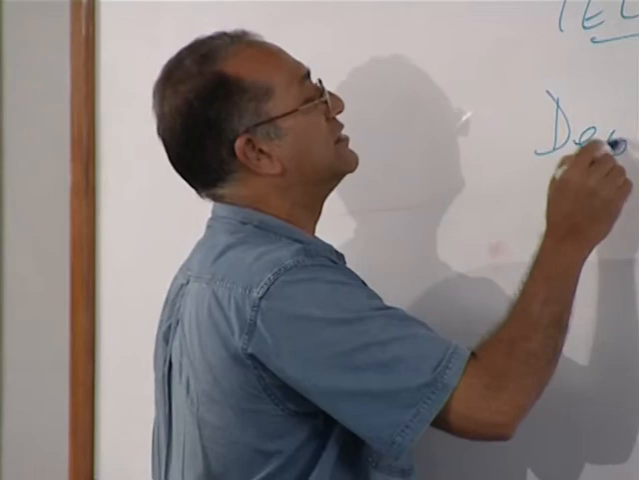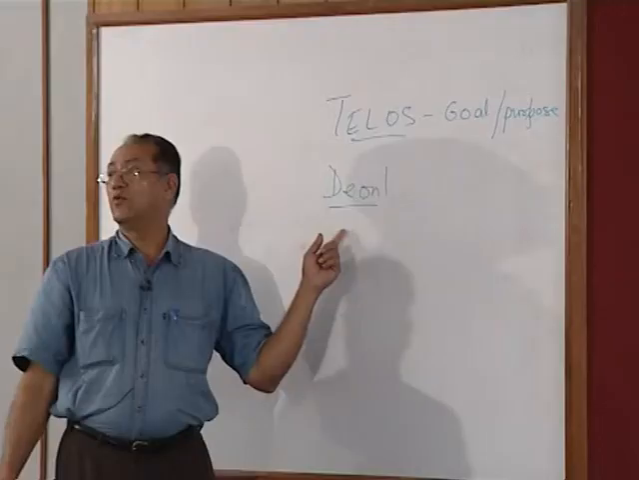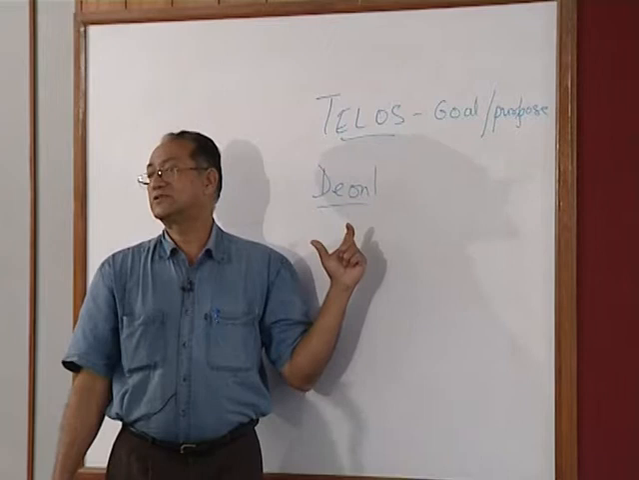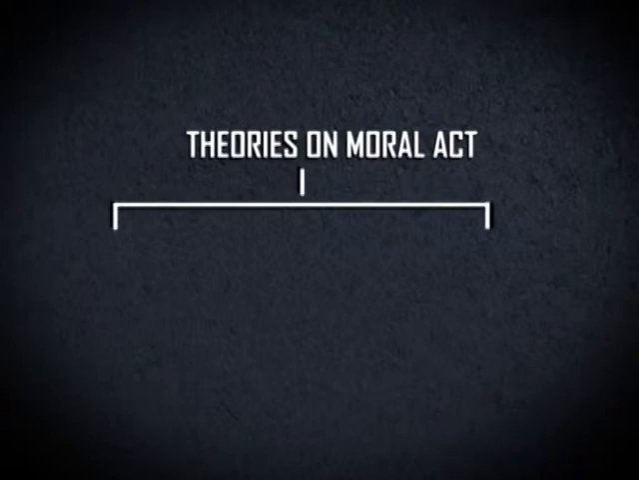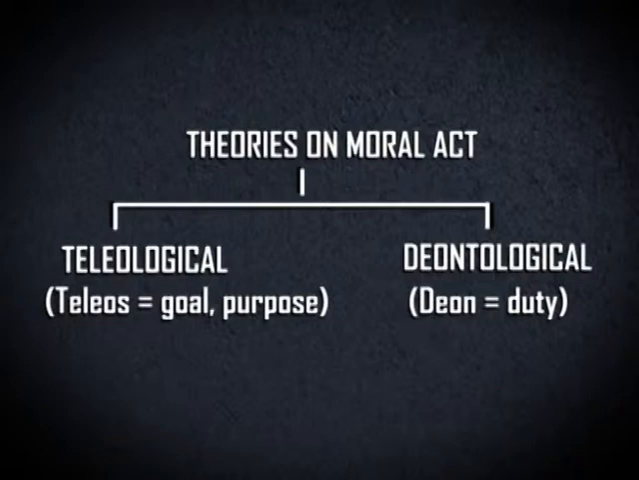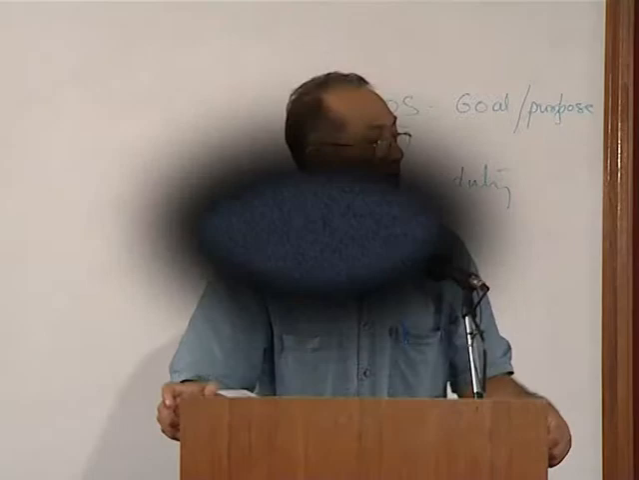And another set of theories, which are called deontological, come from the Greek word deon, which has a reference to duty. So one is purpose-oriented, goal-oriented, consequence-oriented, if you like. Consequences play a major part in teleological theories.